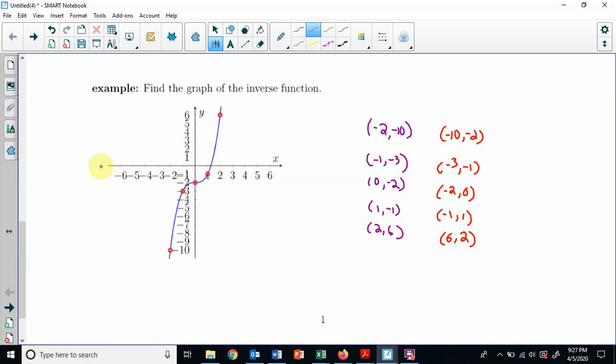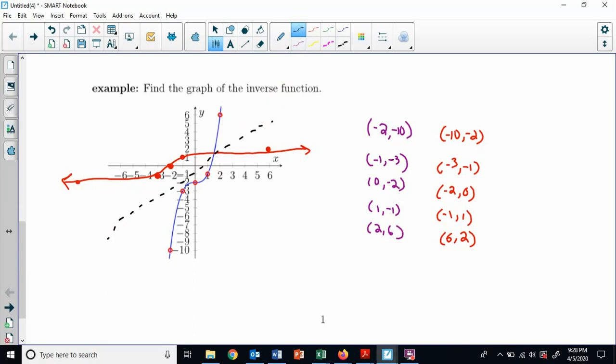Let's see. Negative 10 won't fit on the graph. Negative 10, negative 2 is about out there, right? Negative 3, negative 1; negative 2, 0; negative 1, 1; and 6, 2. So about like that. See, I attempt to draw this curvy graph perfectly. That's good enough. Y'all got to give me credit. That's pretty, right? And once again, notice that it looks like a mirror image reflected across that diagonal.